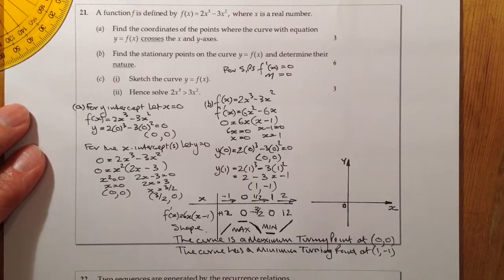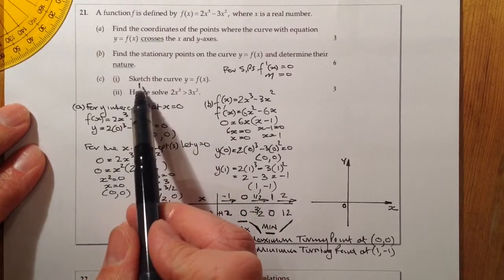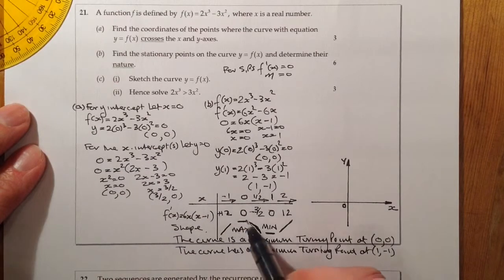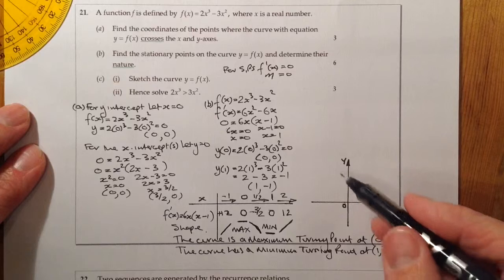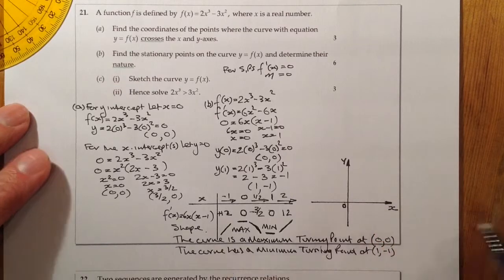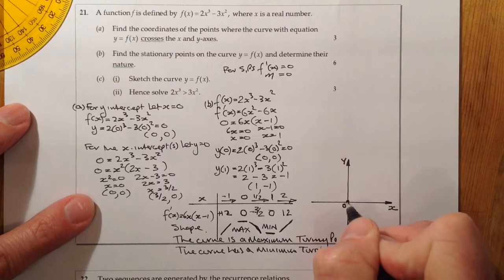Right, so I've now to sketch the curve from part C, part 1. Right, so I know that that's the shape of my curve, so that's the kind of curve that I'm going to try and draw on the axes that I have here. So what I'll do is I'll label the points that I've got so far. So there was one of the points I've got there.